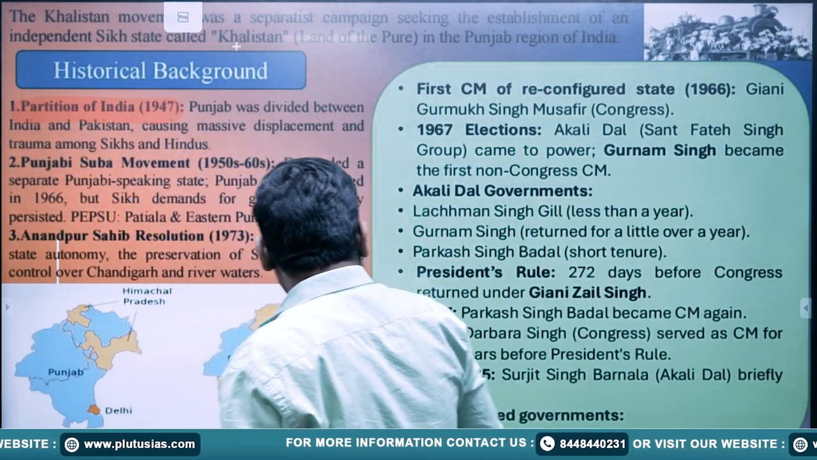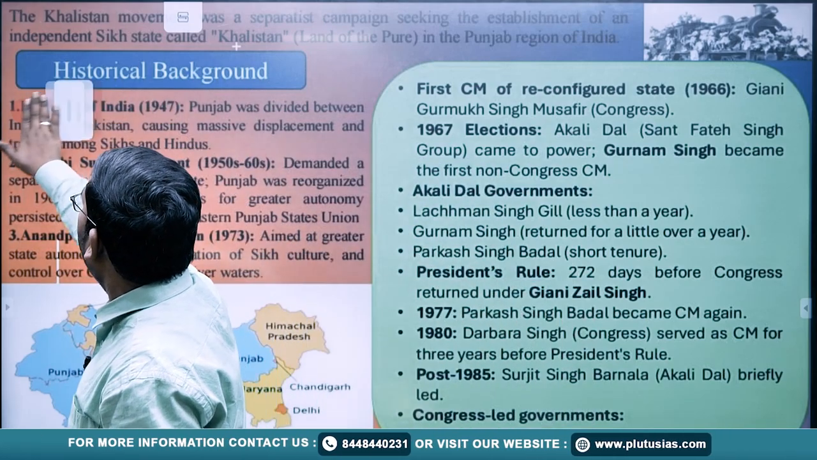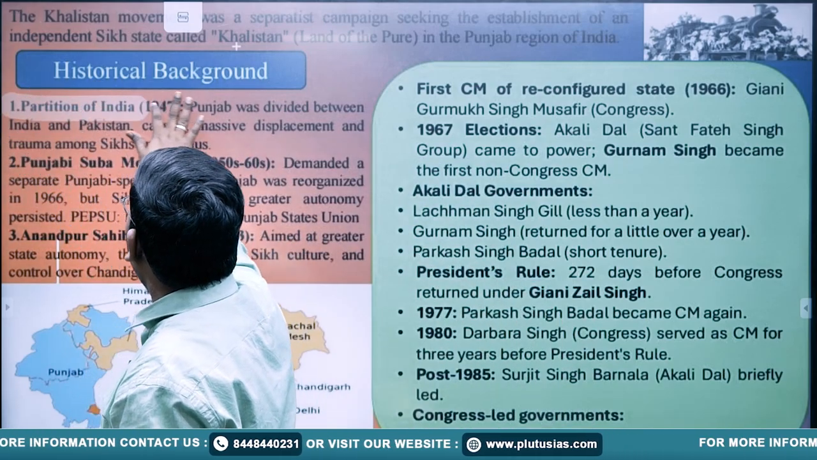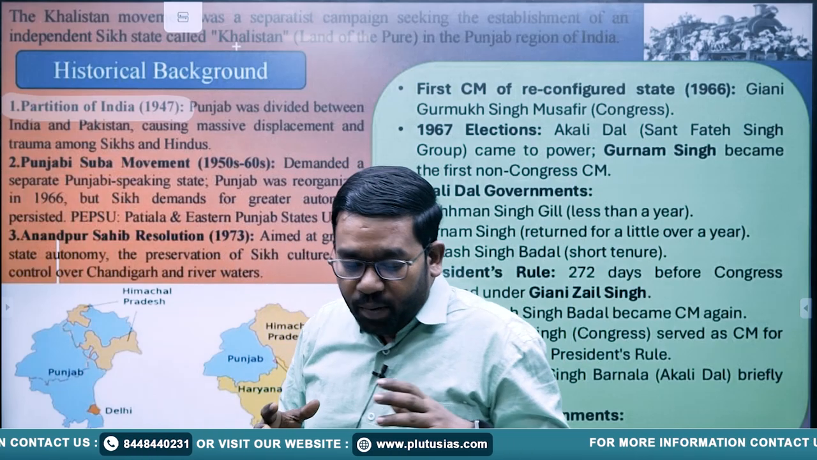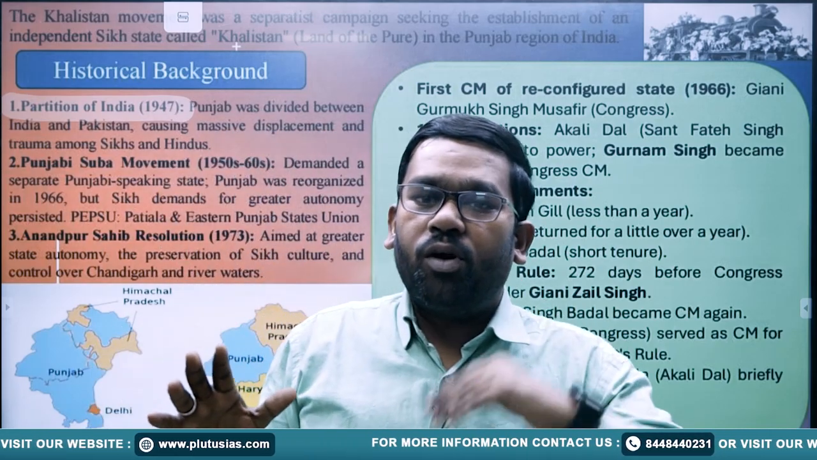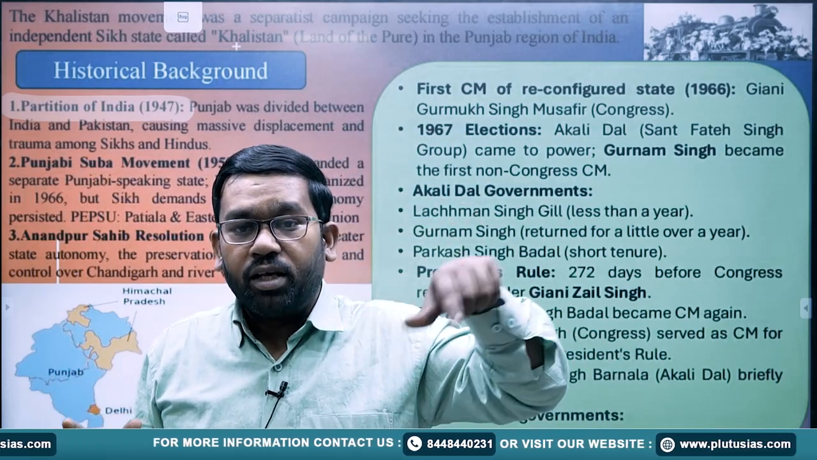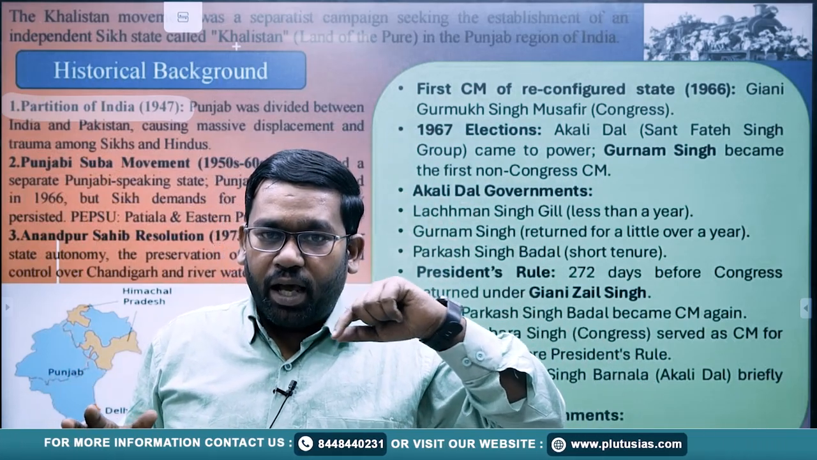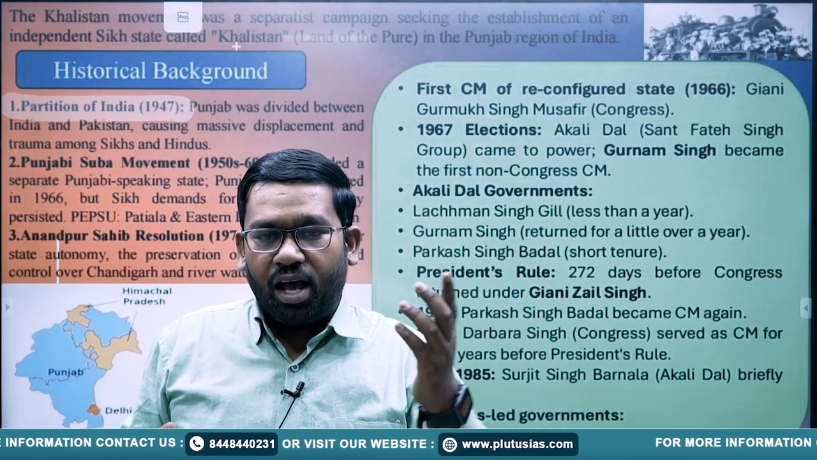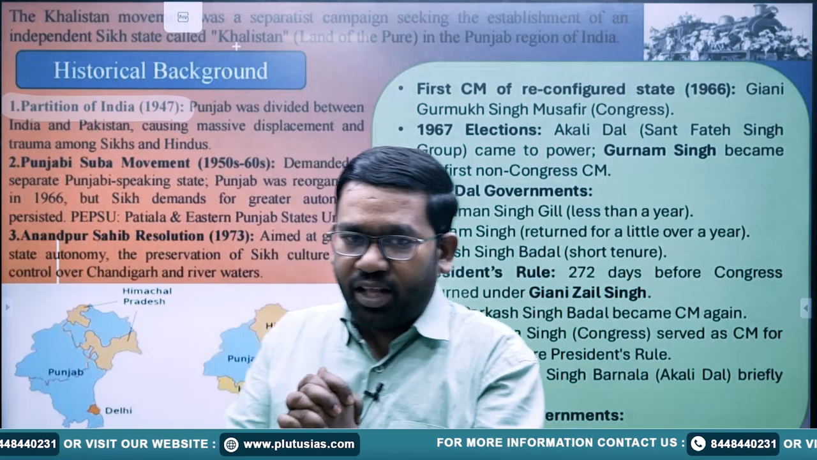You should know that when India was partitioned in 1947, the Punjab region was also partitioned into how many parts? Two parts. One part of Punjab, dominated by Muslims, including areas like Rawalpindi, went into Pakistan, and Eastern Punjab became a part of India. So partition is the major cause behind this.